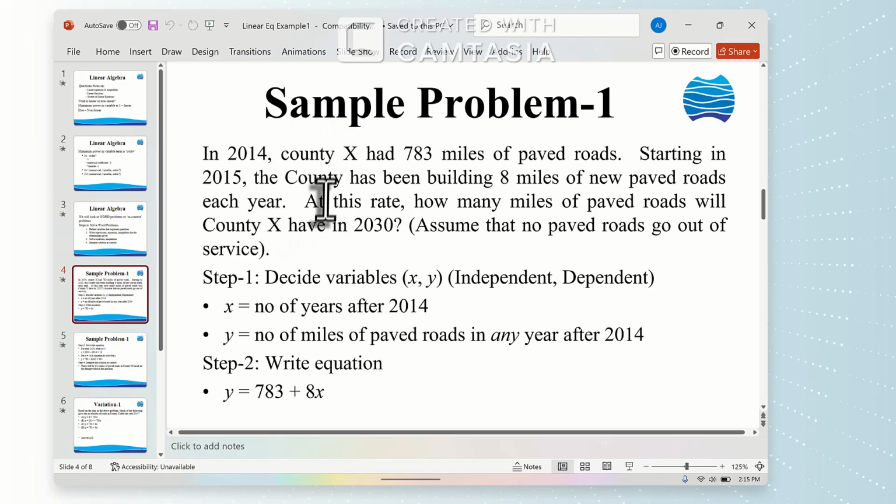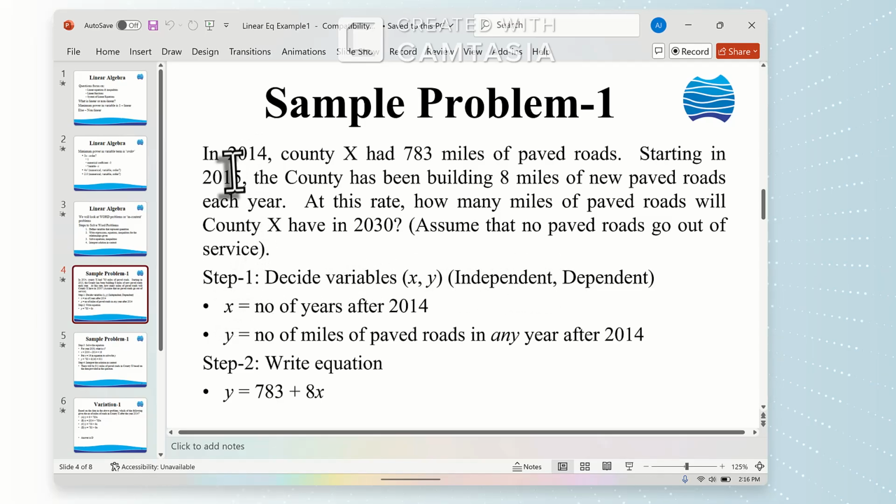So here is a sample problem. In 2014, County X had this many miles of paved roads. Starting in 2015, they decided that they will build 8 miles of new paved roads every year. At this rate, how many miles of paved roads will there be in 2030? And you have to assume that no paved roads go out of service. So the first step is to decide the variables x and y. x is the independent and y is the dependent variable.